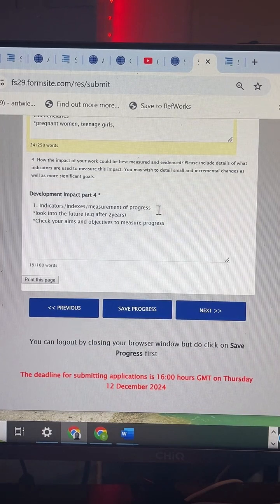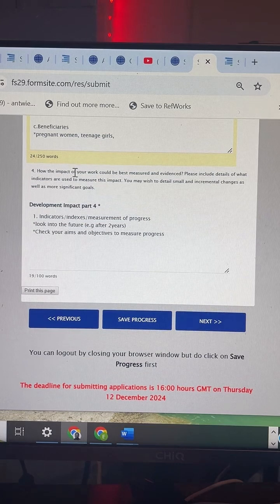So think about it, brainstorm. What identified problem within your community do you think you can contribute to? And then development impact 4 will be how the impact of your work could be best measured and evidenced. Please use details of indicators. So these are the indicators.